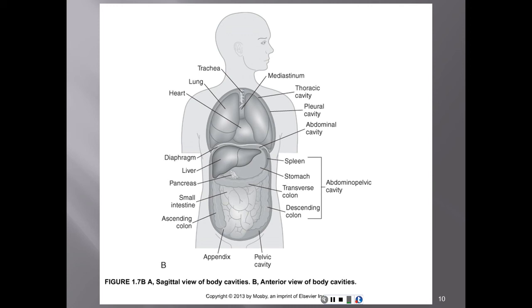And again, be familiar with the different organs that fit inside of the cavity: the thoracic cavity that houses the heart, lung, trachea; the abdominal pelvic cavity, of course, the liver, pancreas, small intestine, ascending colon, stomach, spleen, the different organs, the appendix, and the pelvic cavity. The abdomen is bordered superiorly by the diaphragm and inferiorly by the superior pelvic aperture, or the pelvic inlet. It's just an imaginary opening that symbolizes the beginning of the pelvis.